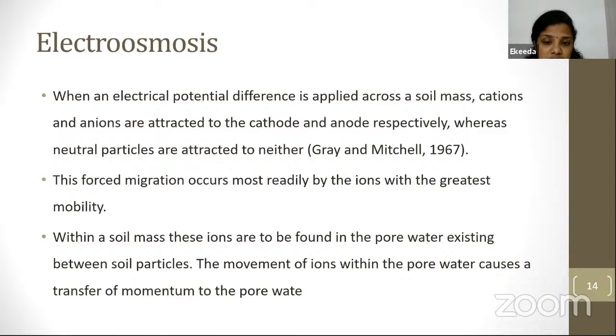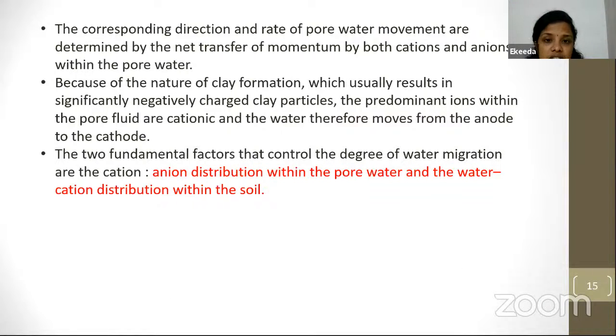Then electroosmosis is the process in which we are inserting a cathode and anode, whereas neutral particles are attracted to neither. This forced migration occurs most readily by the ions with the greatest mobility. The corresponding direction and rate of pore-water movement are determined by the net transfer of momentum by both cations and anions. So the speed of the movement depends upon the cation and anion movements.